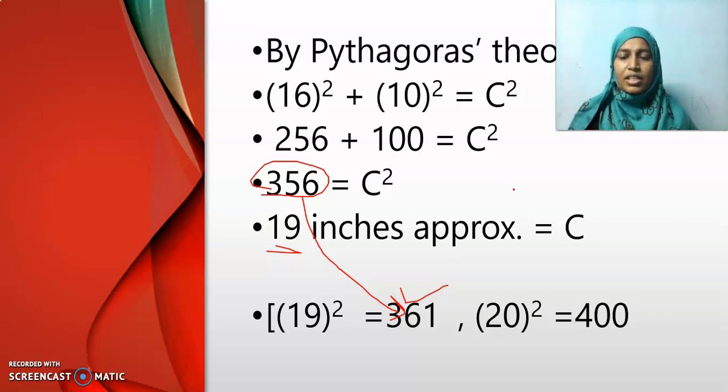What is the size of her desk? It is 22 inches. So it is less than 22. So surely this monitor will fit inside that desk. Is it clear, children? Shall we move to the next question now? Okay.